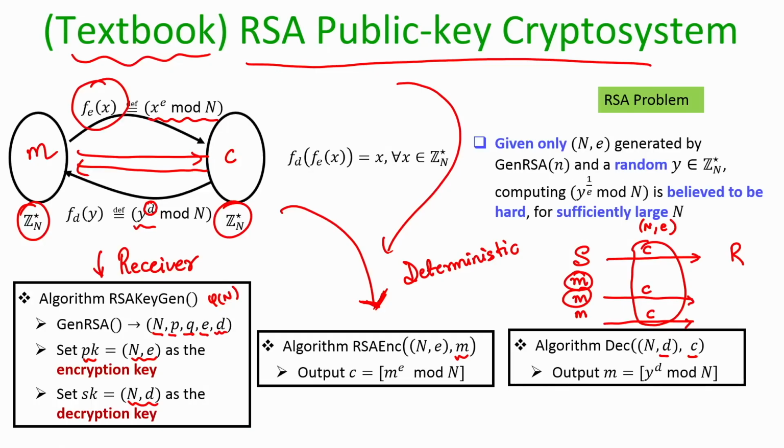So, with that I conclude today's lecture. Just to summarize, in this lecture we discussed public key crypto systems, and we discussed two popular instantiations of public key crypto systems, namely the ElGamal encryption scheme and the RSA public key crypto system.